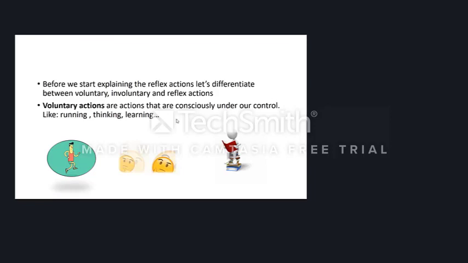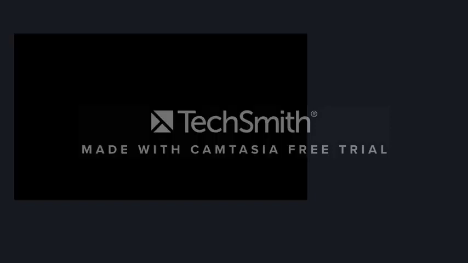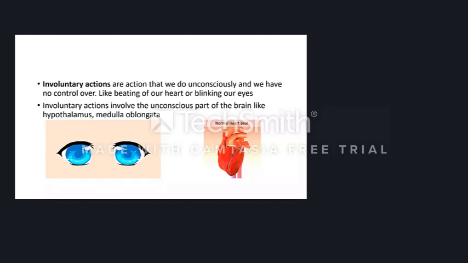Now, during the voluntary actions, the brain processes the sensory information, so we are consciously aware about these actions. The involuntary actions are the actions that we do unconsciously and we have no control over, like breathing, beating of our heart, blinking of our eyes, okay? So the involuntary actions involve the unconscious part of the brain, like the hypothalamus and the medulla oblongata.